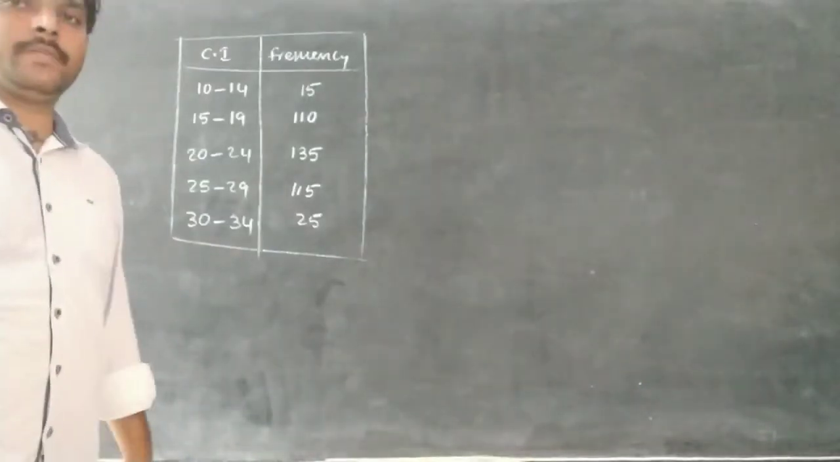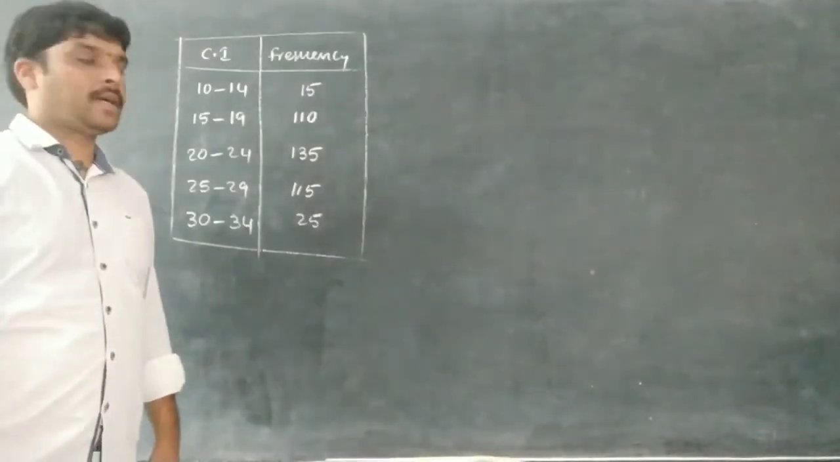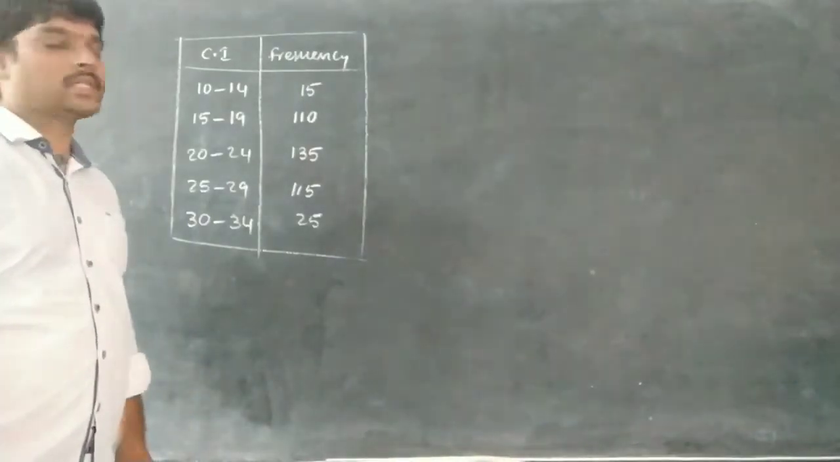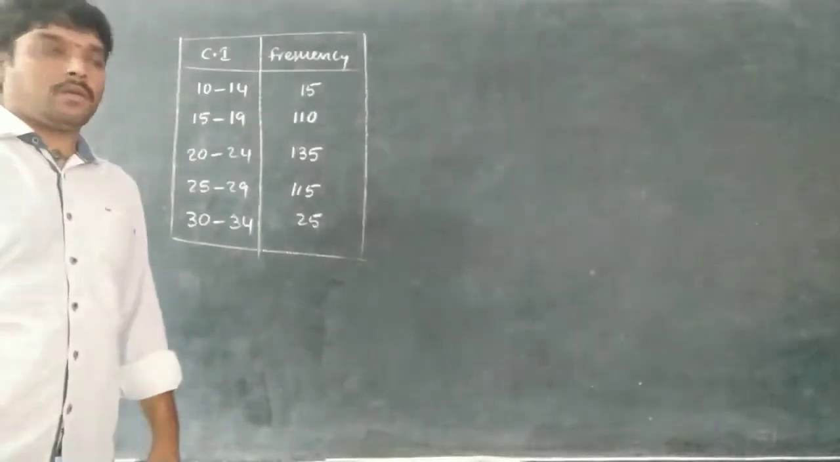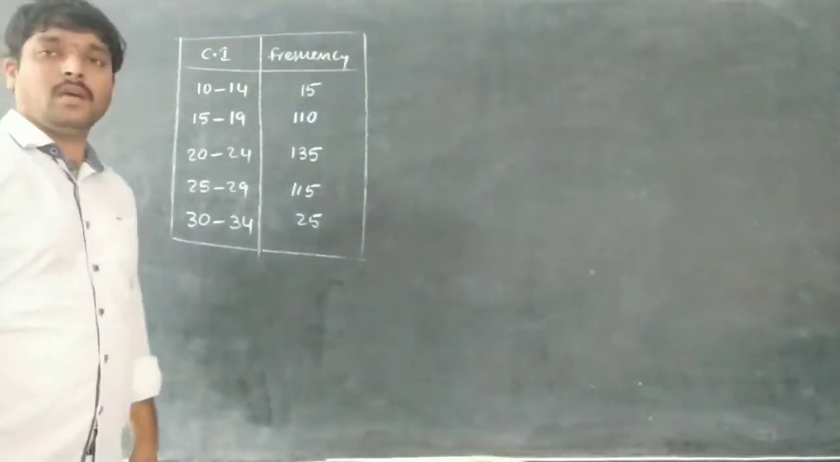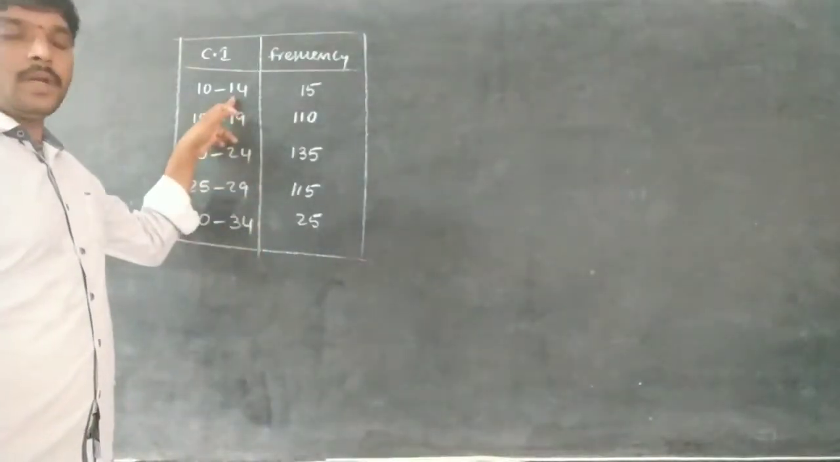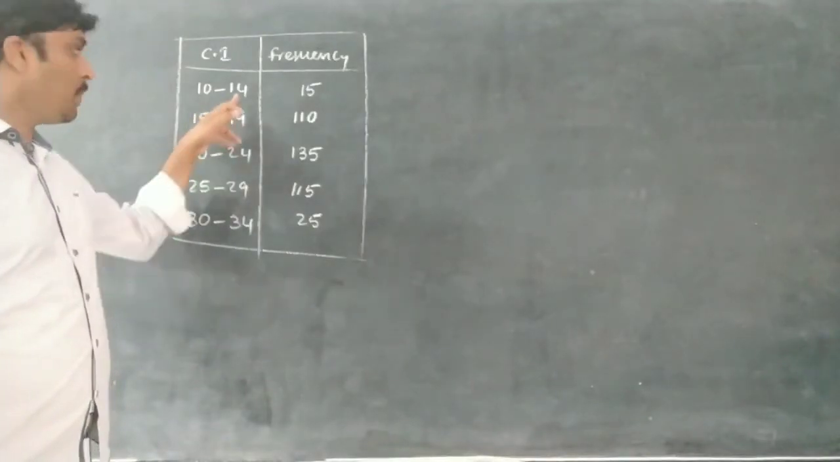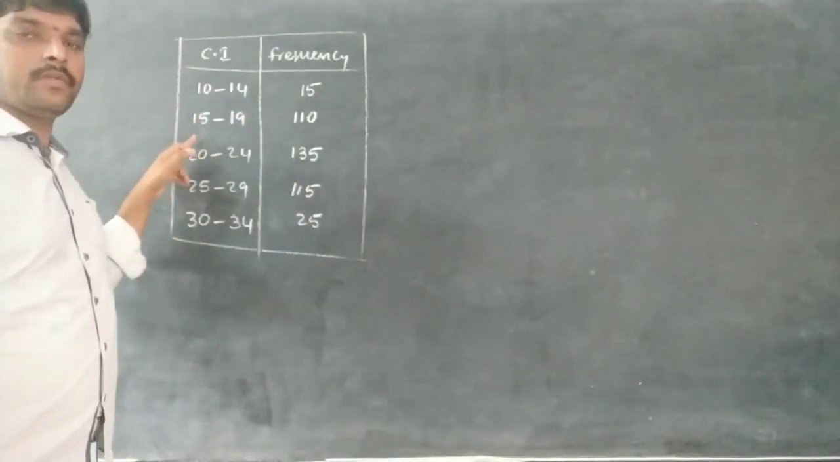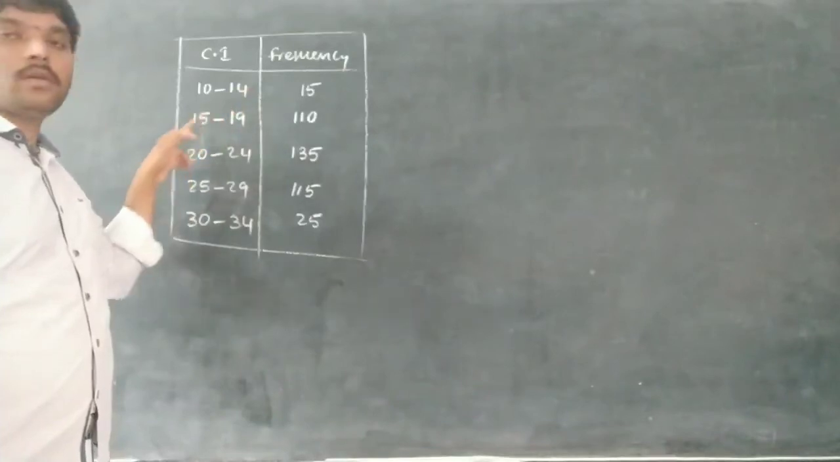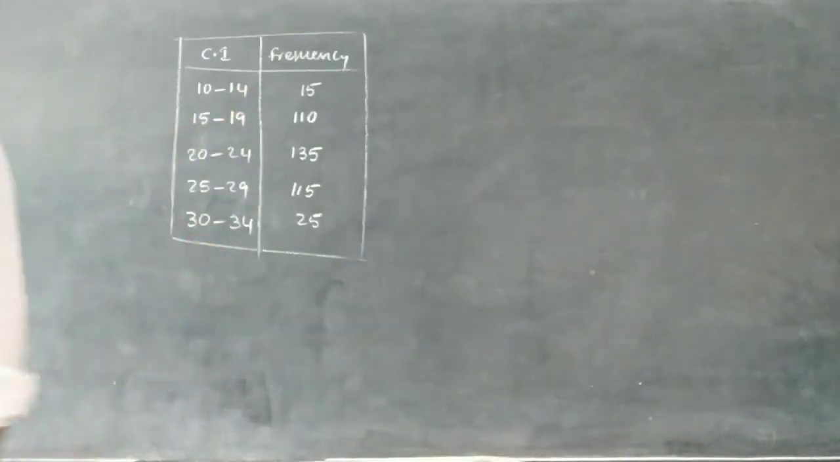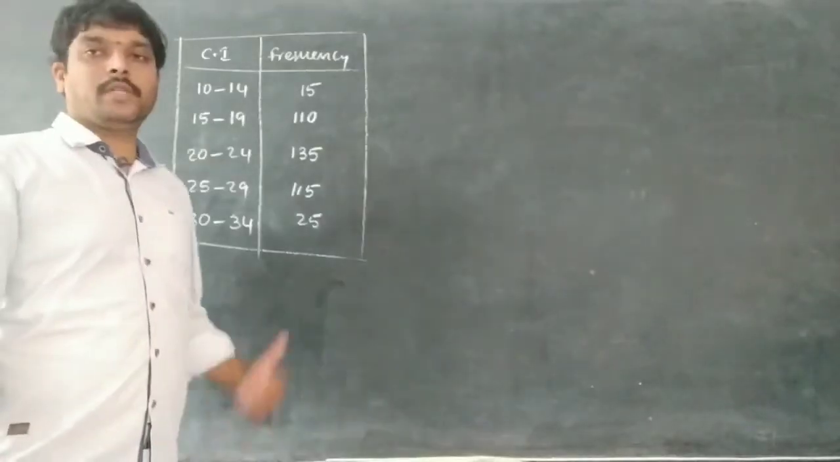This is the given table. Find the mode of the class intervals and frequency. Here, observe the class intervals. Here this is the upper boundary, lower boundary. The upper boundary of the class and the lower boundary of the next class are unequal. Find the mode of this data.